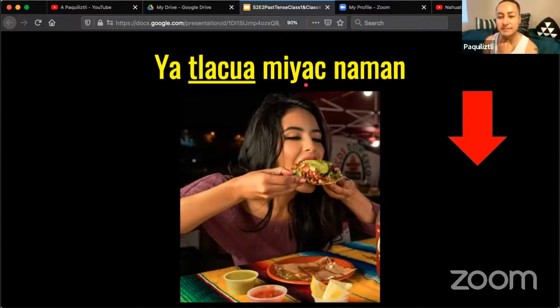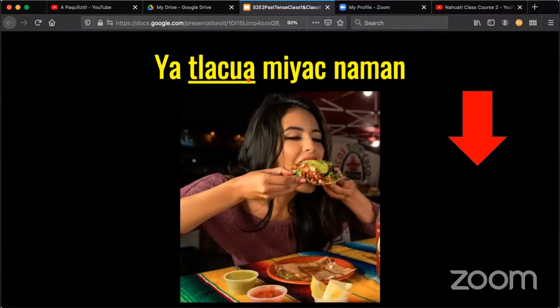So maybe you've heard me say tlazokamati, or you might have heard me say tlazokamati miak. Can you figure out based on that context? She eats food? I don't know. Okay. So a lot. This word is very common. So this is a lot. She eats a lot. Look at how much she's eating.